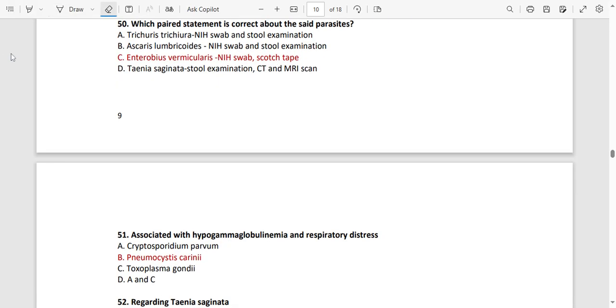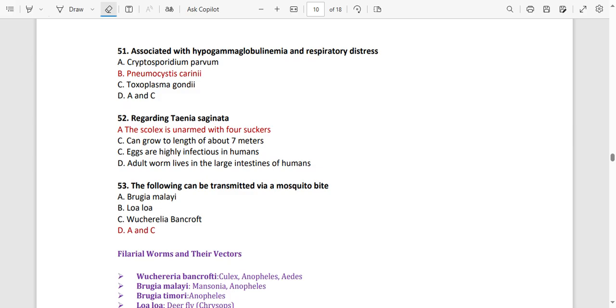51. Associated with hypogammaglobulinemia and respiratory distress. Pneumocystis carinii. This guy was thought to be a parasite, but he's actually not a parasite. It is now Pneumocystis jirovecii. It's a fungus. This guy causes the reduction in the gamma globulins, which are the antibodies, and it will cause respiratory distress. Pneumocystis jirovecii or Pneumocystis carinii.